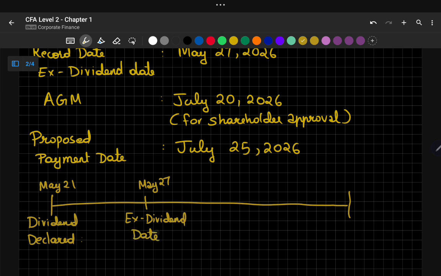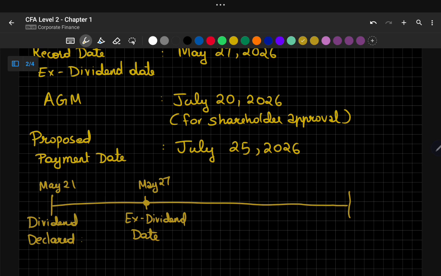So any person who buys the shares from May 27th would not be eligible to receive the dividends, because on May 27th, if you buy, in India, the trades settle on a T plus one basis, equity settles on a T plus one basis. So your name would appear as a shareholder in the company's records only on May 28th. Hence, if you buy a share on May 27th, you are not eligible to receive the dividend because your name would appear on the records only on May 28th.